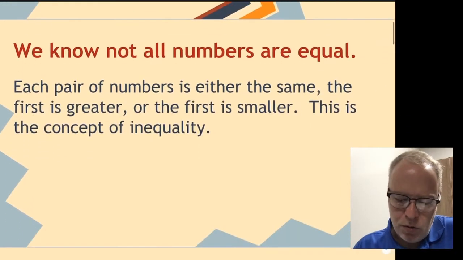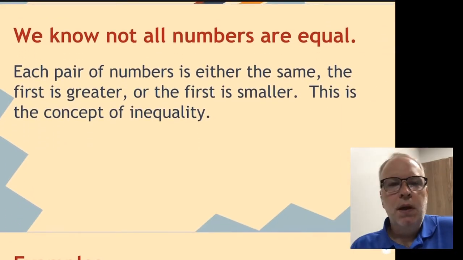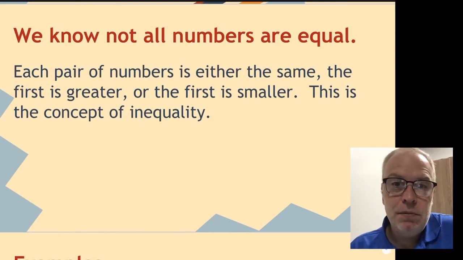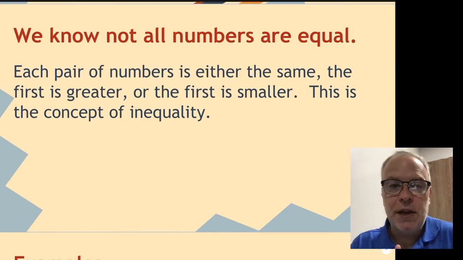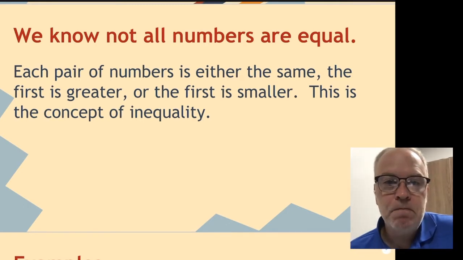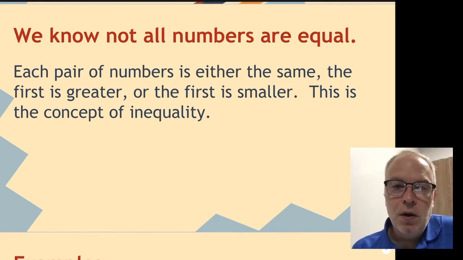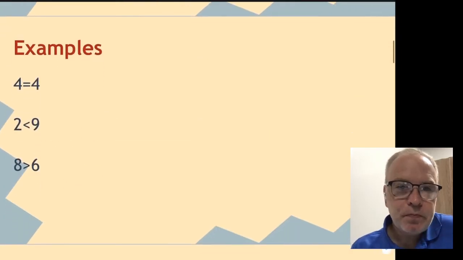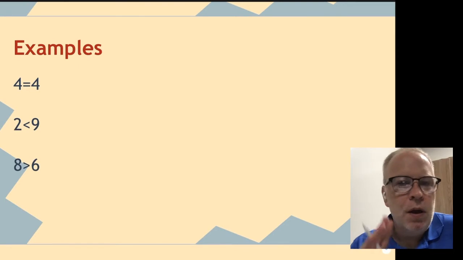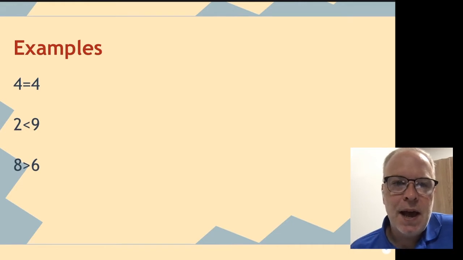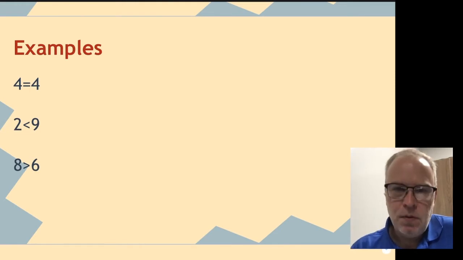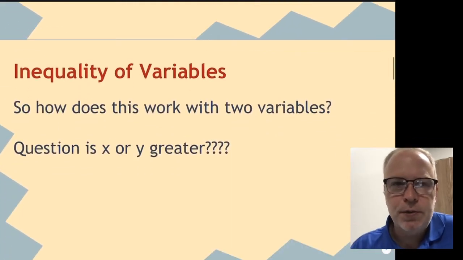So let's start with this. We know that not all numbers are equal. Each pair of numbers is either the same, or maybe the first is bigger than the second, or maybe vice versa. Maybe the second is bigger. This is that concept of inequality. One of three things has to be true. So if I pick 4, you pick 4, we're equal. If you pick 2, I pick 9, then mine's bigger than yours. 2 is less than 9. Vice versa here, if you pick 8 and I pick 6, then your number's bigger than mine. So those are the three possibilities in the world when you pick two numbers.